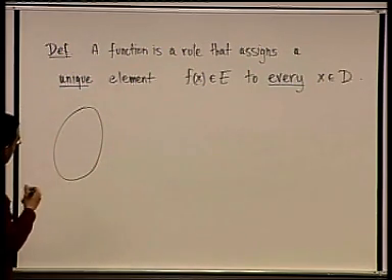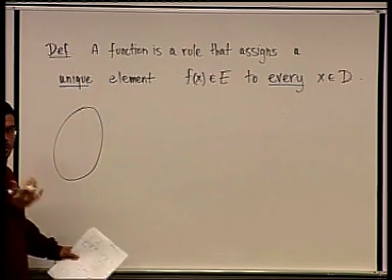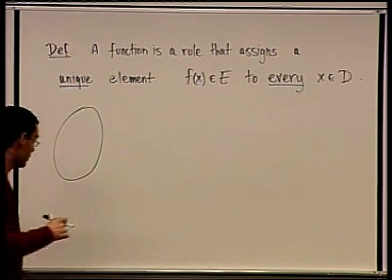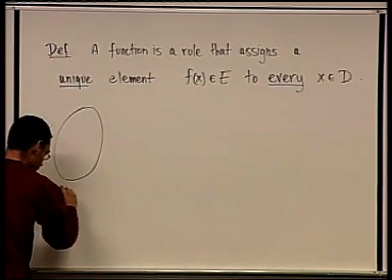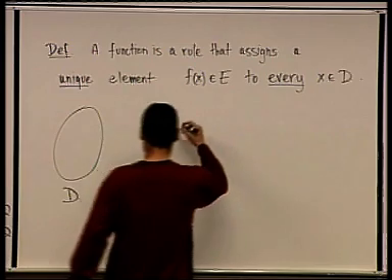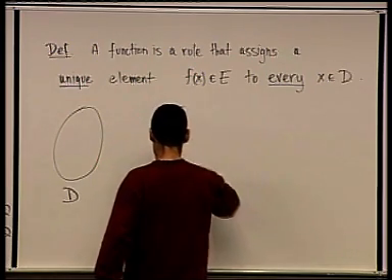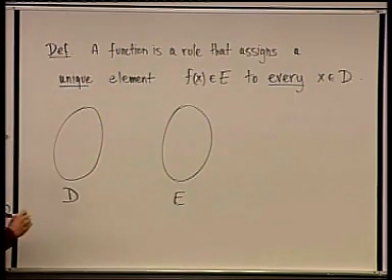You draw a potato. Right? It's Hanukkah now. We work a lot with potatoes. So you draw a potato, and this potato we're going to think of as D, the domain. And here's another potato, and we're going to think of this one as the range, E.